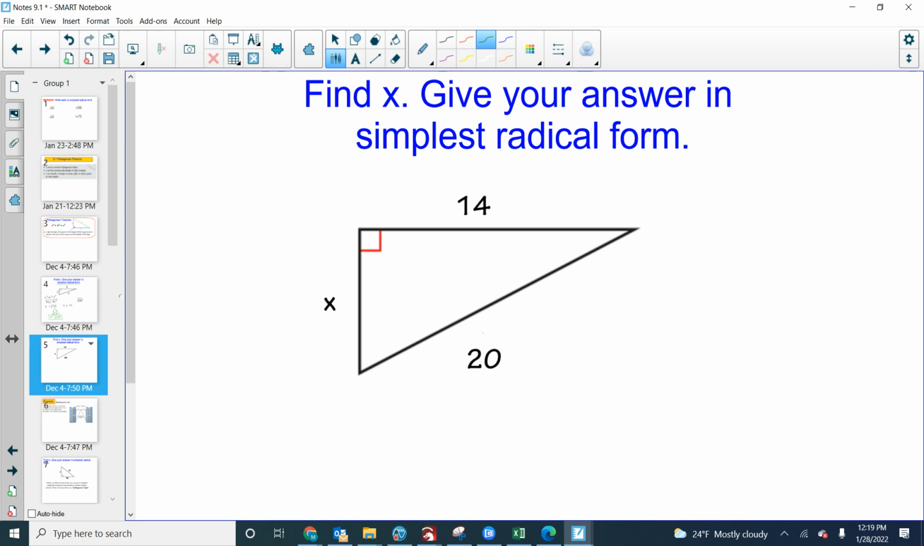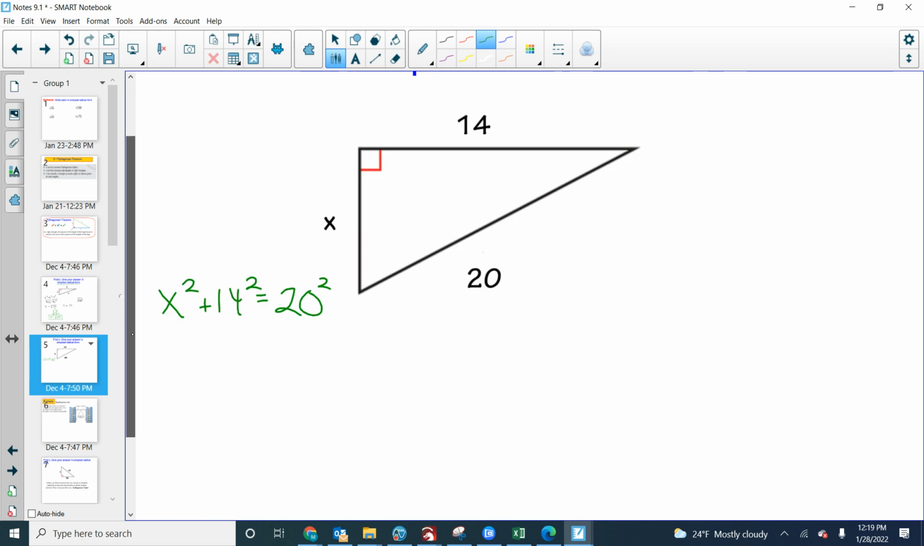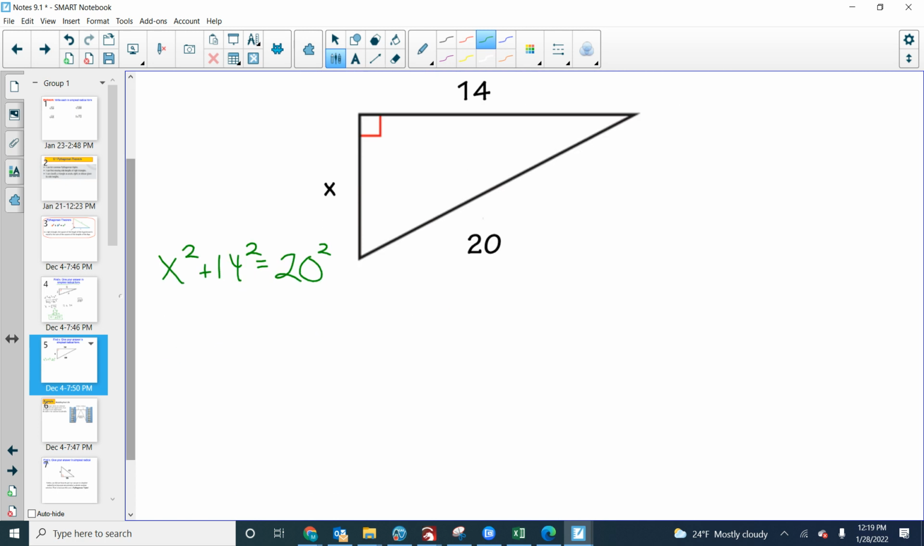Let's do the next one. What's the first thing you should do every time you do a Pythagorean theorem problem? Locate the hypotenuse. Which one's the hypotenuse here? 20. So x squared plus 14 squared equals 20 squared. Do you see the difference? I'm not adding and square rooting this time, am I?